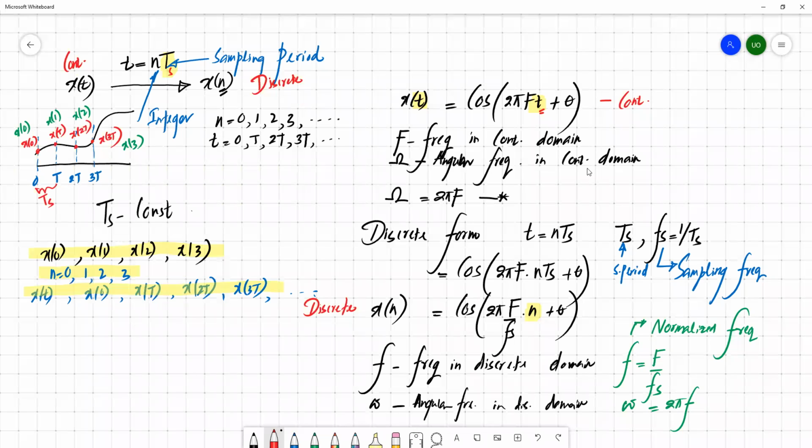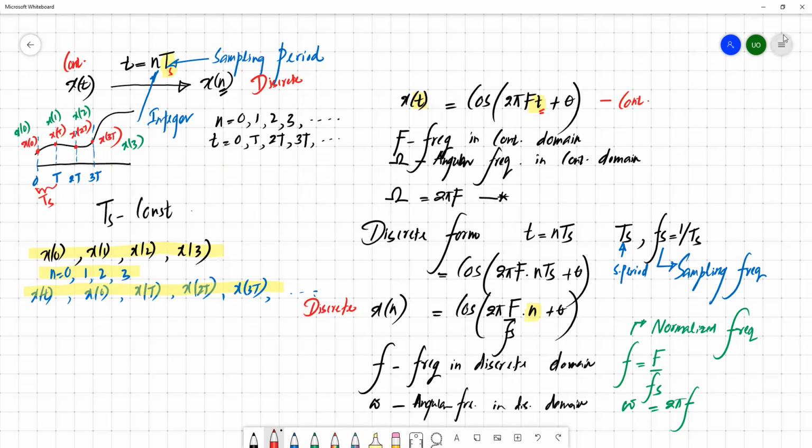So we basically define two sets of quantities for continuous signals and discrete signals. Capital F and capital Omega give the frequency and angular frequency in the continuous domain, and small f and small omega give the corresponding discrete frequency and discrete angular frequency. How do you convert? It's just a simple substitution, t equals nTs.